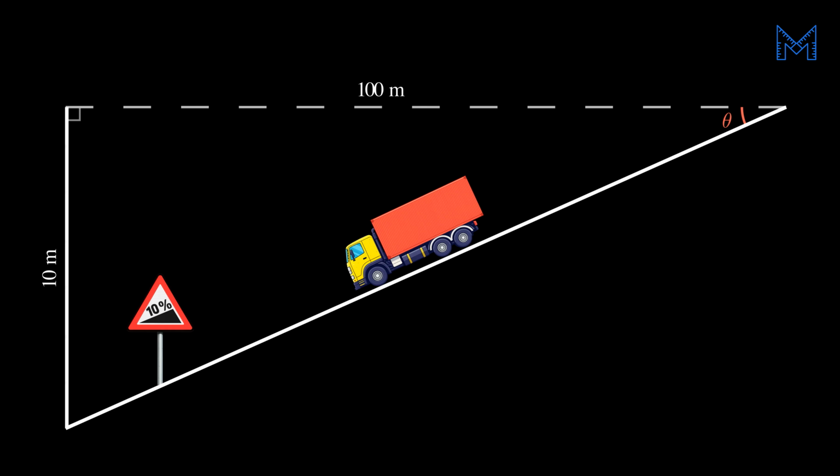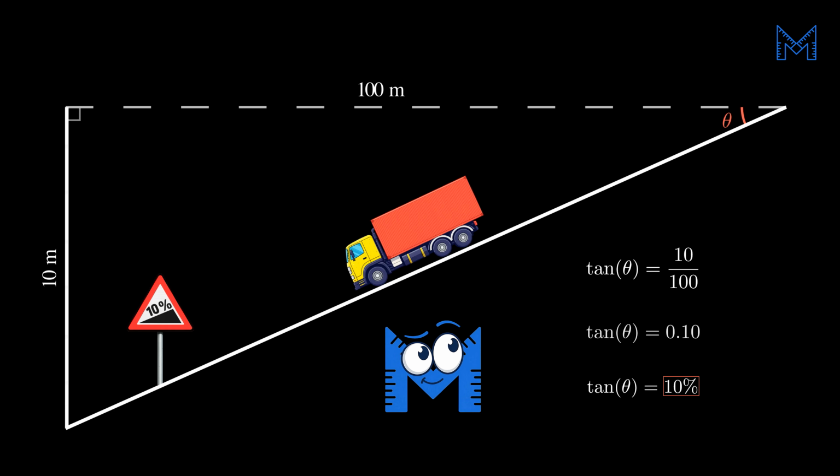This is where the magic happens. Remember the tangent formula? The opposite side divided by the adjacent side. Here, that gives us 10 divided by 100, which equals 0.10. And 0.10 expressed as a percentage is exactly 10%. So the number written on the sign is nothing more than the tangent of the road's angle. Tangent isn't just a button on your calculator. It's a direct measure of slope used by engineers to help keep you safe on the road.